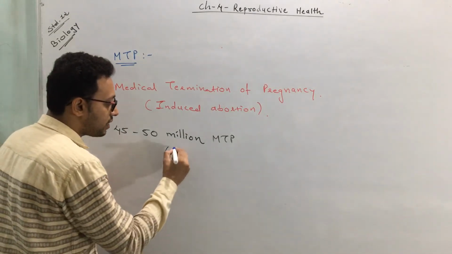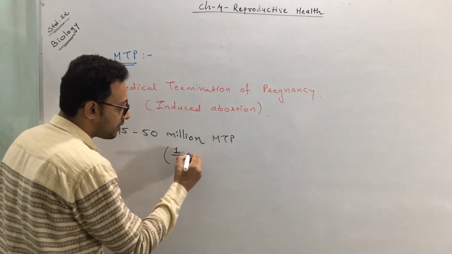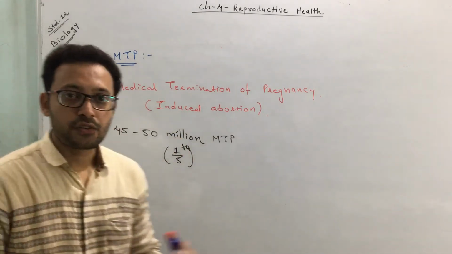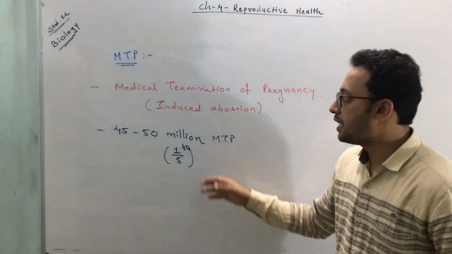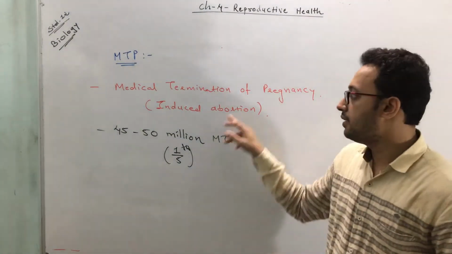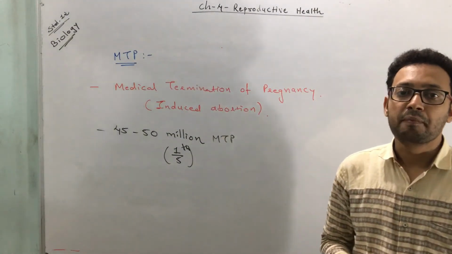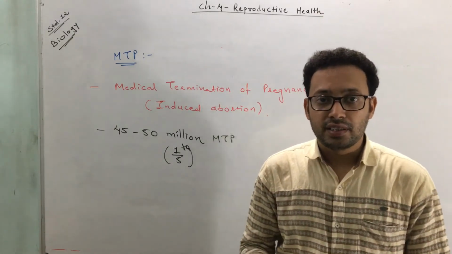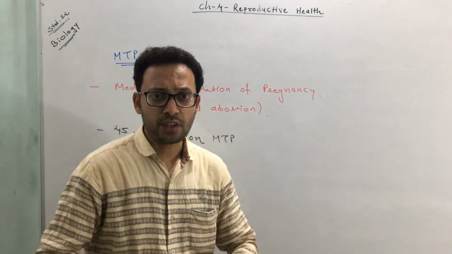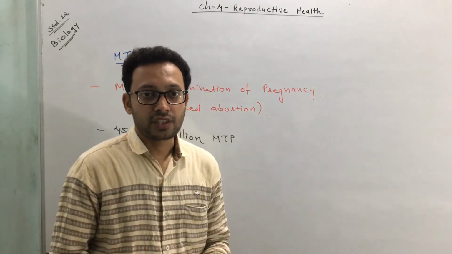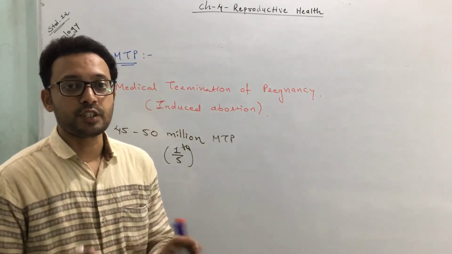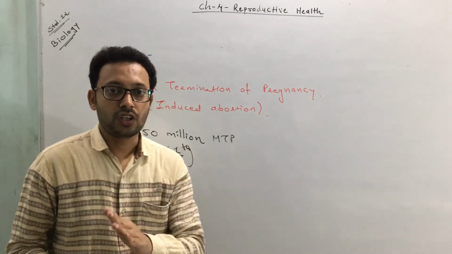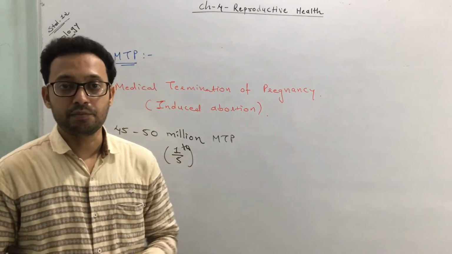That is what it indicates: one-fifth of births, whatever the number of births, one-fifth of them has been aborted medically. That is called medical termination of pregnancy. Whether this procedure has to be performed or not is a subject of debate, whether abortion has to be done or not.